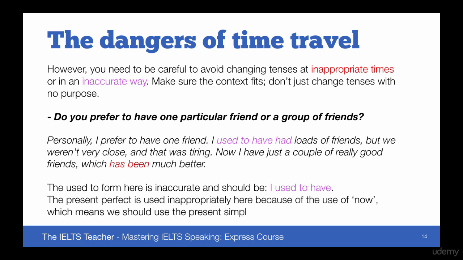And the other problem is a problem of appropriacy. So one form is being used inappropriately, which is the present perfect, has been. Instead, we should be using the present simple because we've used the word now. So instead of which has been much better, we should be saying which is much better. Yes, the present simple is a little bit simpler than the present perfect, but it's still appropriate. It's not about the complexity all the time, it's about how appropriate a tense is.